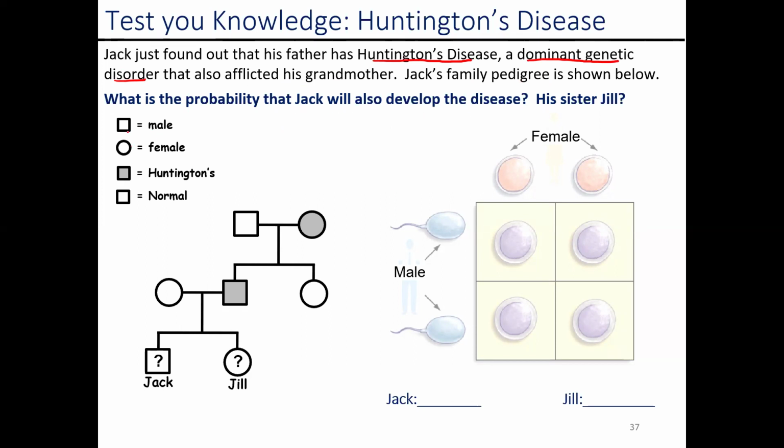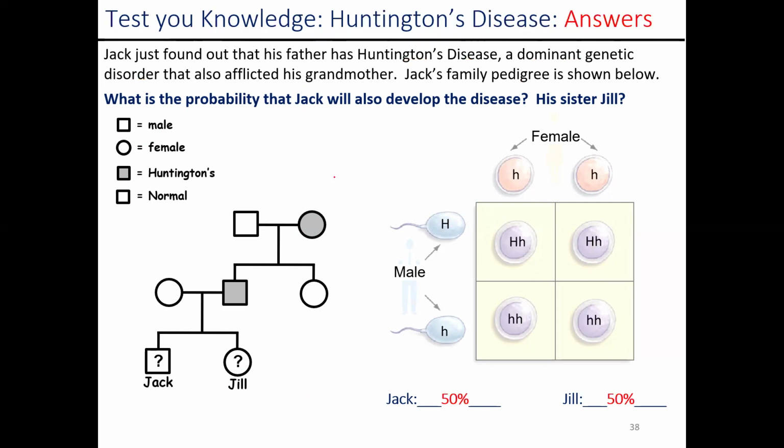Over here you can see males are squares, and we see females are circles. Huntington's is what we're tracking, so this is what's shaded in. We can see this person has that disorder. You can see normal, these people don't. So we're going to go ahead and try to figure this out by doing our Punnett square.